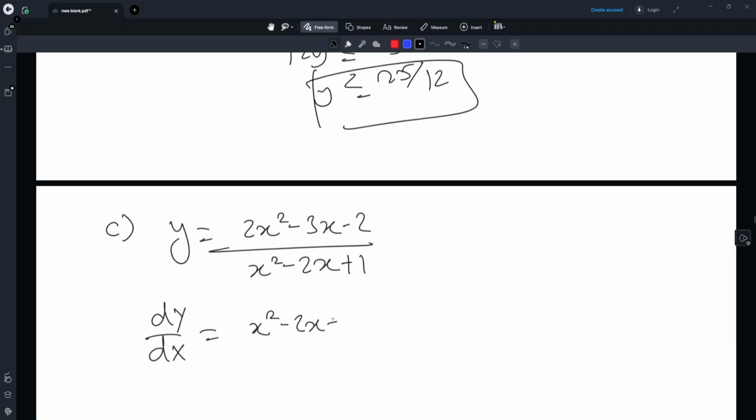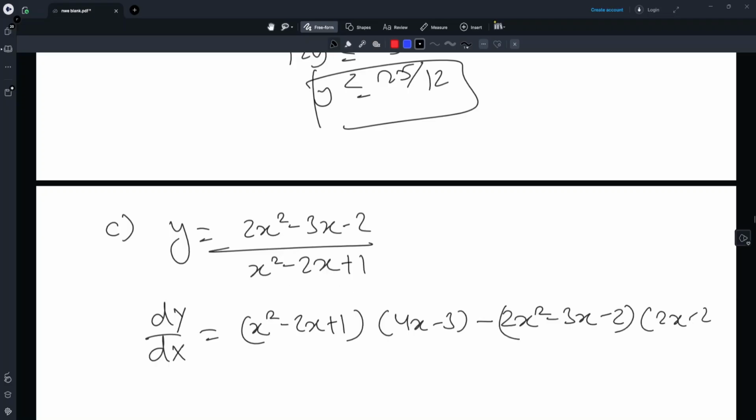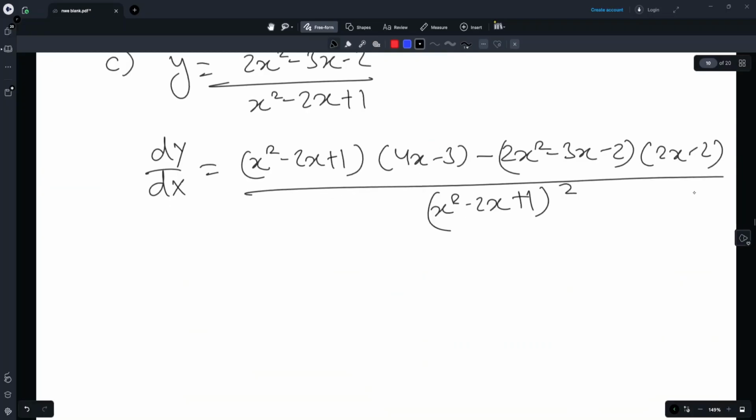This times the derivative of that, minus this times the derivative of that, divided by this thing whole squared. So if I equate this to 0, then this thing becomes negligible. Equate this to 0, this thing becomes negligible. So this means that we have something to deal with here. Okay, we have 4x cubed.